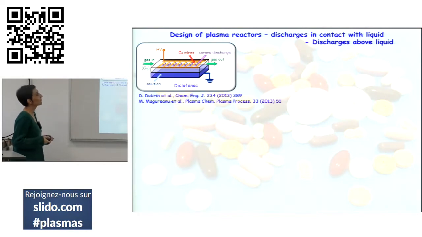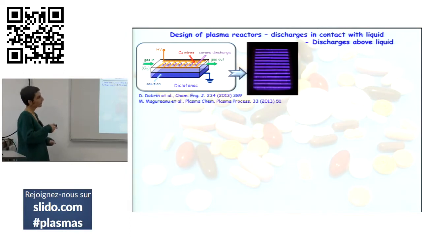Now I'll talk a little bit about the discharges in contact with liquid, and I'll start with discharges above liquid. This is a configuration that we are using for quite some time, a corona discharge above liquid, where the high voltage electrode is an array of 15-20 copper wires, very thin wires. So the discharge is generated in the gas phase. It starts at the wires and it propagates towards the surface of the liquid. Obviously, it's a filamentary discharge, as you see here.